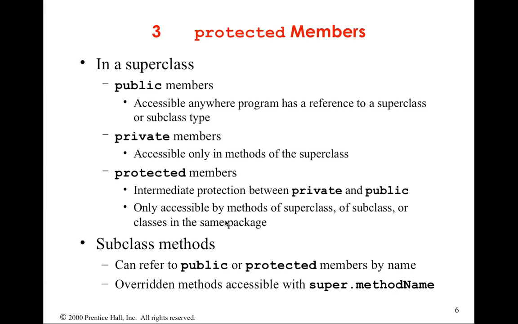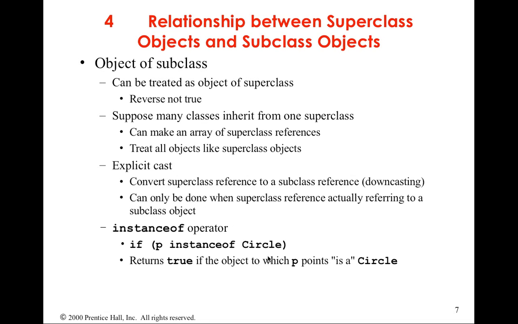So we have subclass methods that can be referred to as public or protected members by name. Overridden methods are accessible with super, dot, and a method name. So you can actually override the methods as well as overloading them, as we discussed in the course. So we know that objects of the subclass can be treated as objects of the superclass, but the reverse isn't true. This is the casting.